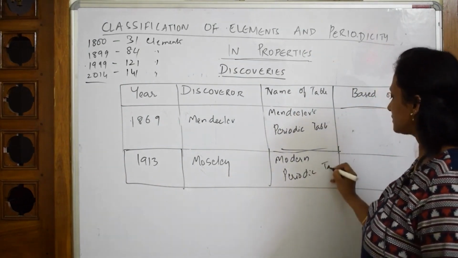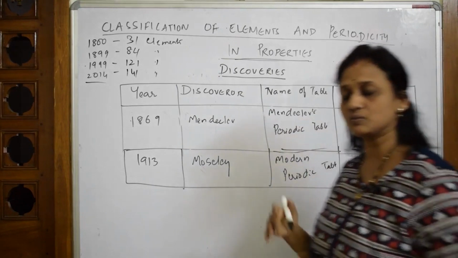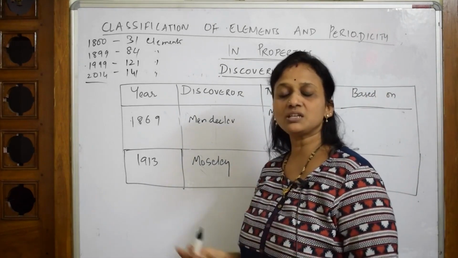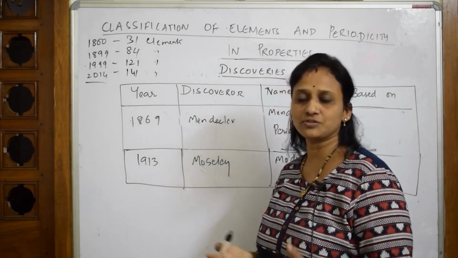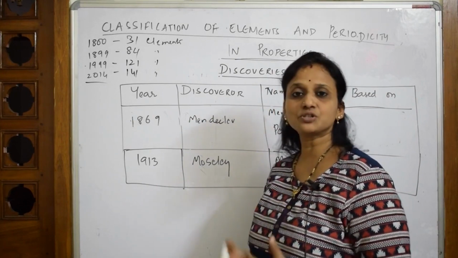So here basically Mendeleev has listed out so many definitions, and he's given us the assumptions of what he has discovered.